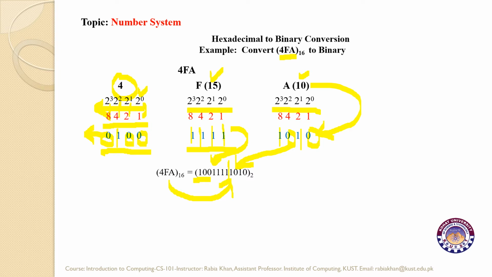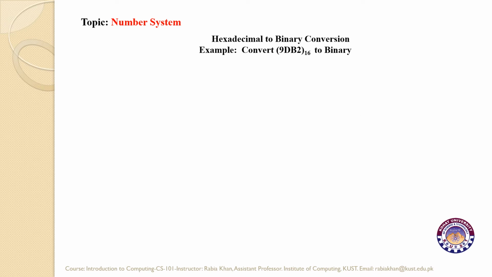Let's see another example. We are given hexadecimal number 9DB2 and we have to convert it into a binary number. The method states every individual digit within the given number needs to be split into a group of 4 binary digits. So how can we do it? This is the given number, 9DB2. So we have to split this number like this.